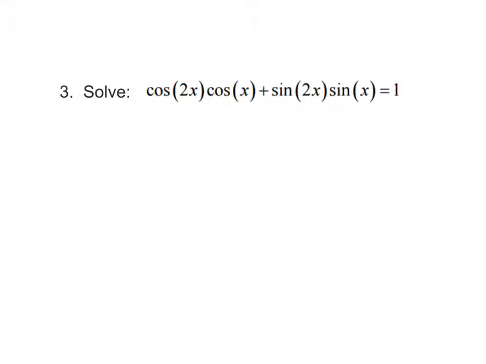Okay, so let's take a look at one now where we will use a trig identity to help us solve it. So go ahead and look at this. Cosine 2x cosine x plus sine 2x sine x is equal to 1. Pause the video and see if you can find a trig identity that will help you solve this equation.